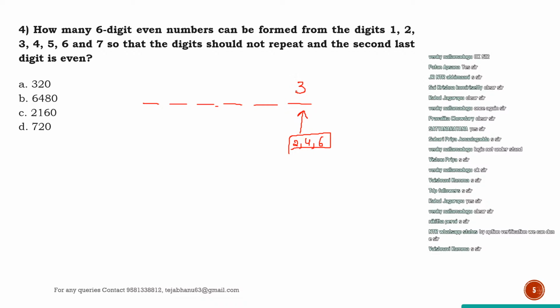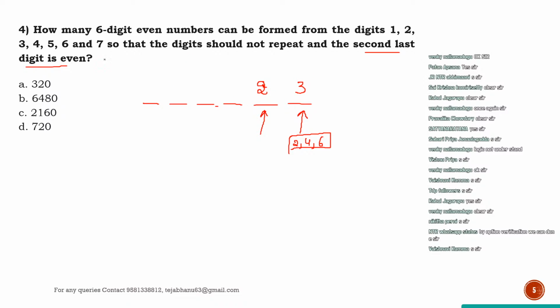That is 3, we have 3 choices here. Now, coming to the second last digit. He told that the second last digit should be even. For example, one number is utilized here out of these 3, so we will have 2 more here. We have 2 choices to accommodate.